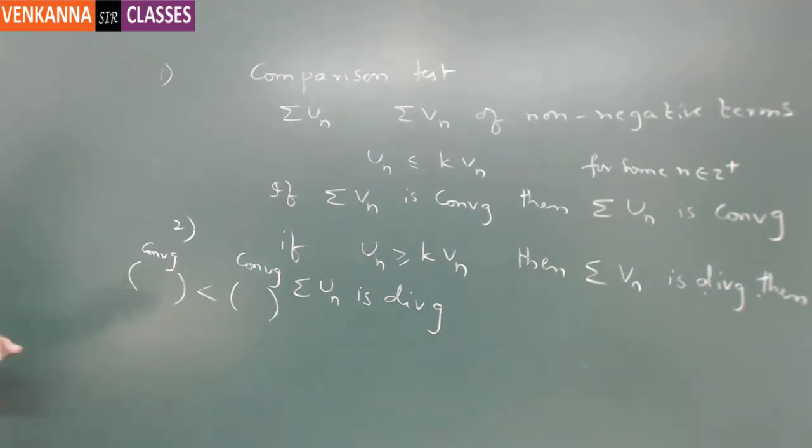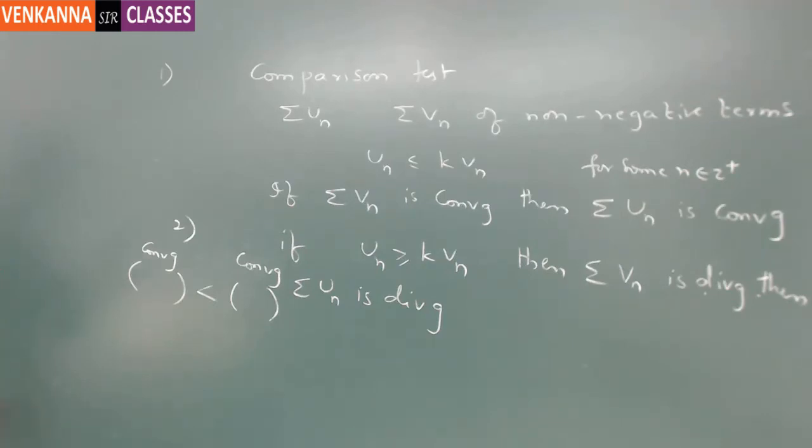So to say that a series is convergent, we should know a series which is bigger than this and which is convergent. Fine. Is the concept clear? Right.